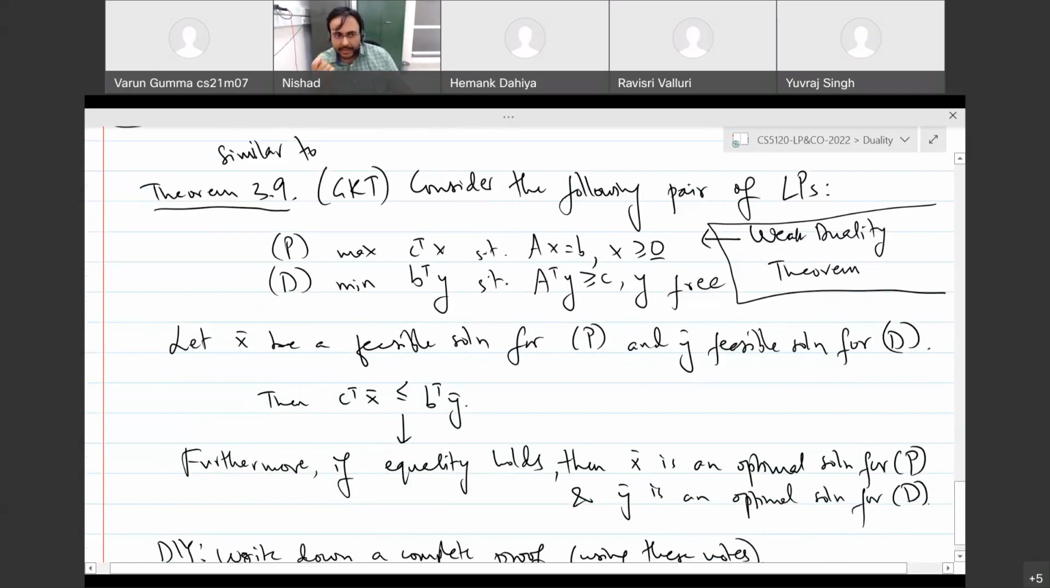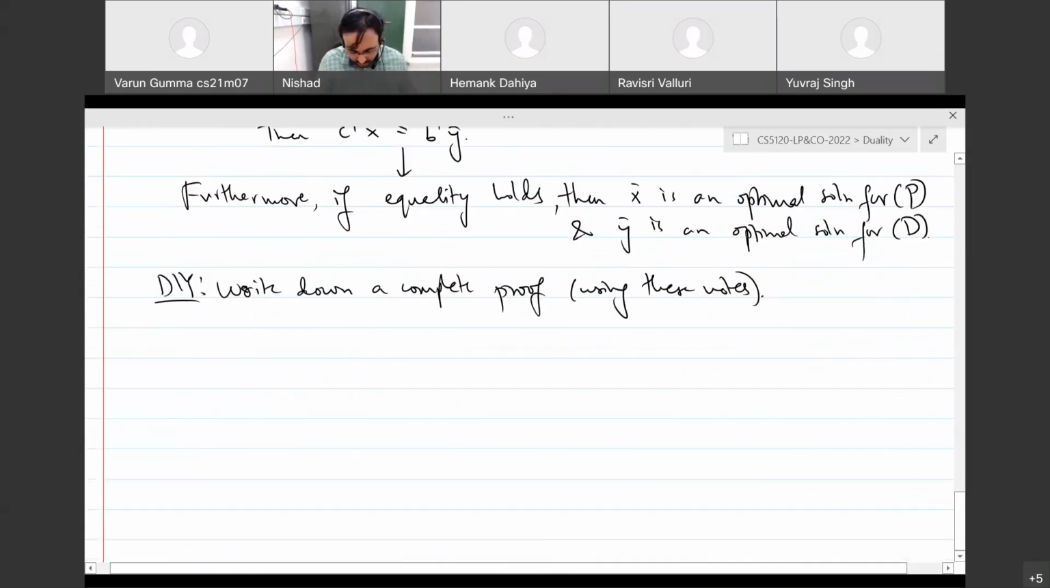We are not claiming that in this theorem, right? We are just saying that if x bar is any feasible solution and y bar is any feasible solution for the dual, then C transpose x bar is upper bounded by B transpose y bar, right? I'd like to illustrate this by drawing.